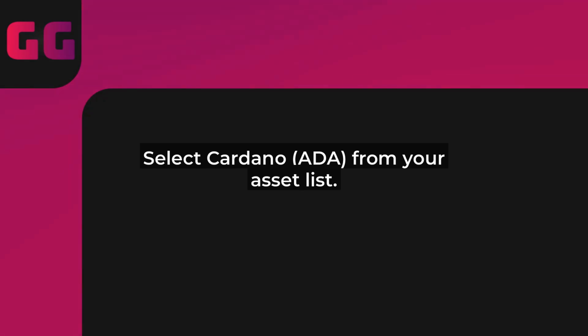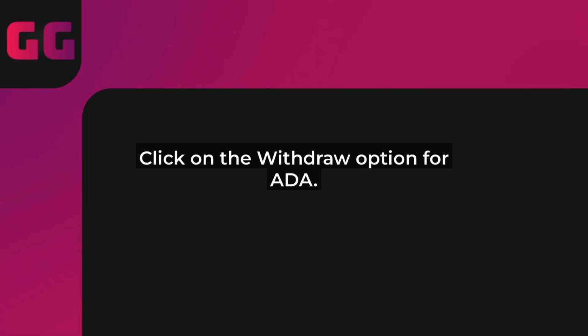Start by logging into your Binance account. Head over to the Wallet section. It's usually at the bottom of the app or in the top menu on the website. Once there, select Spot Wallet or Funding Wallet to see your assets.